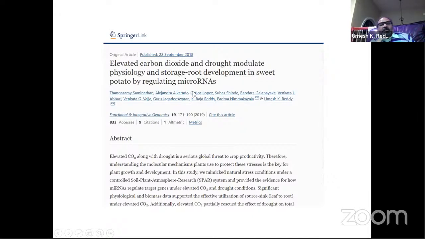Raja Reddy. He has a very good phytotron, a $20 million facility, where, using highly sophisticated computer technology, he can manipulate the carbon dioxide, water, and temperature levels. So under that kind of elevated carbon dioxide and drought, we have studied the storage root development in sweet potato and identified some of these genes, microRNAs that are regulating some of the important genes to mitigate elevated carbon dioxide and drought stress. So that is one of the papers.